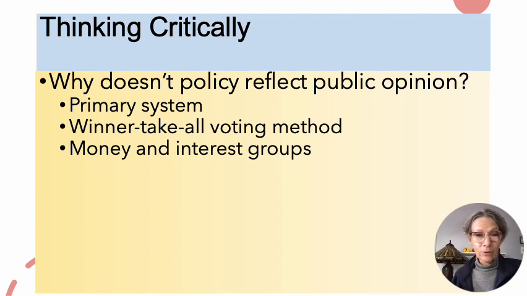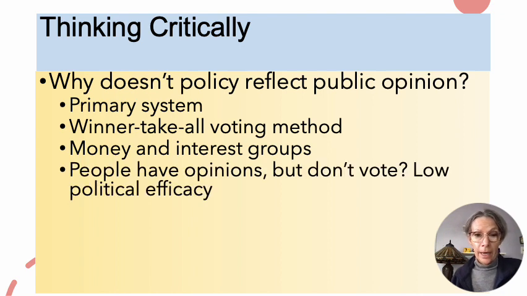It could be money and interest groups, right? I mean, people vote, but there are other mechanisms and other influencers that are actually shaping the decisions that members of Congress make once they are elected. It could be that people have opinions, but they just don't show up to vote, right? And that could dovetail into what we talked about, low political efficacy. If you don't feel like your vote matters, why would you show up to vote? We do have good voting turnout in the United States. It's improved, but it's still in the 60s.